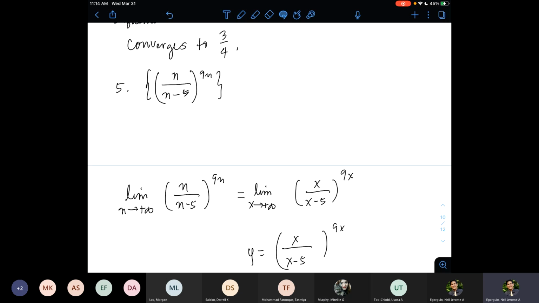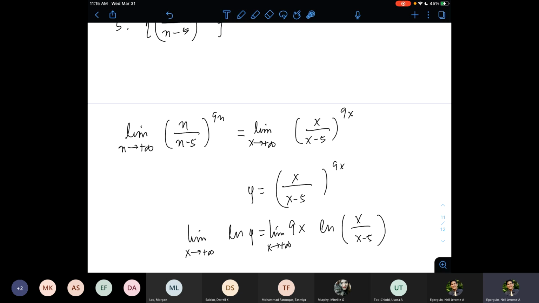All right, so let's go back to problem 5. I guess this is where we stopped. Did anybody solve this one? I guess we're looking at the convergence of the sequence n over n minus 5 raised to the 9n. I started the solution last time. To determine whether it converges or diverges, we need to find the limit of the nth term, right? So we are given the formula for the nth term. We take the limit as n approaches infinity.